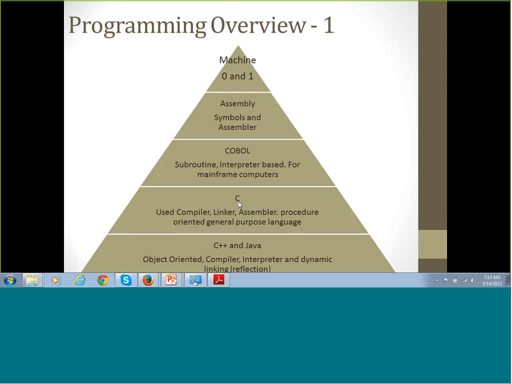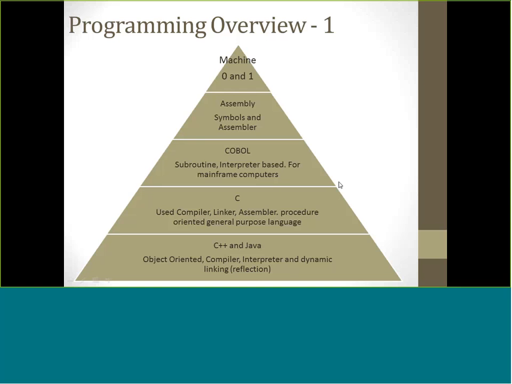It was the first language. Actually, before C, there were so many other languages, but C gained popularity like anything, and C became the first very general purpose programming language, right? It's a procedure oriented language. So when we talk about the procedure oriented language or Java, the object oriented language, we need to understand what the differences are between the procedure oriented language and the object oriented language, right?